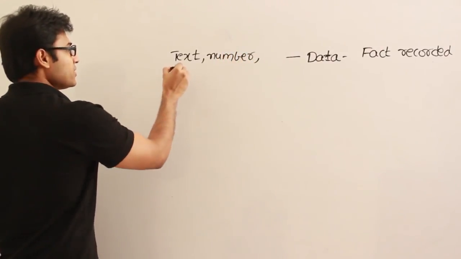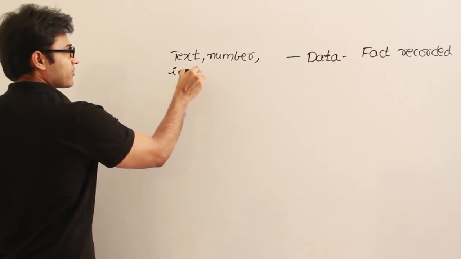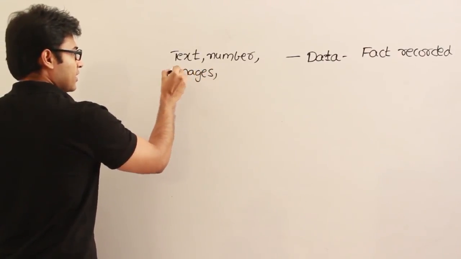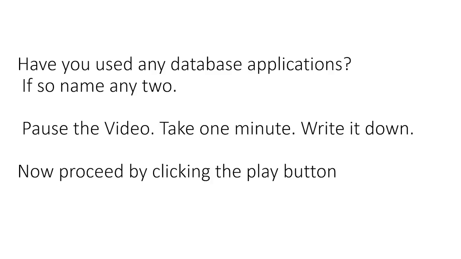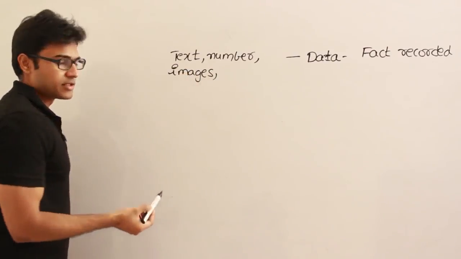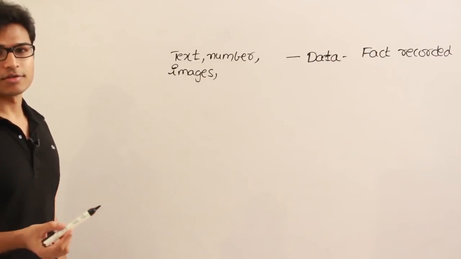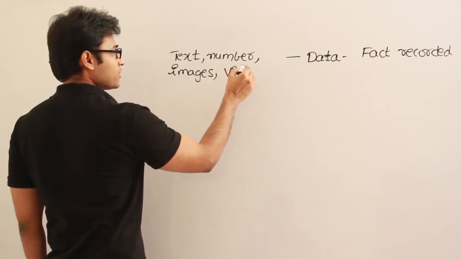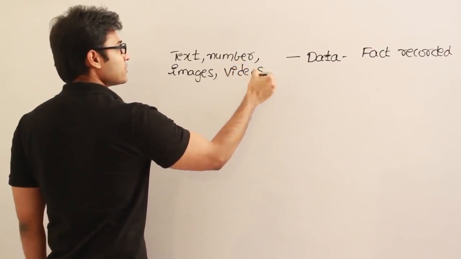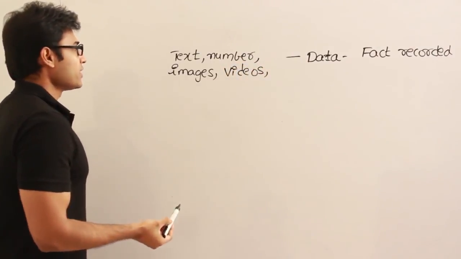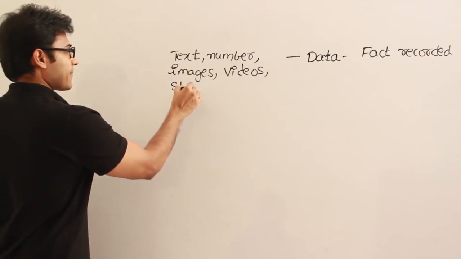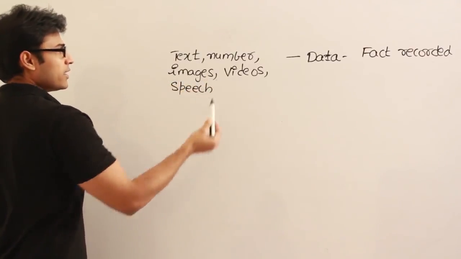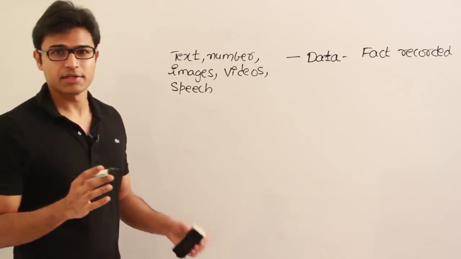Or it can be even some images. Images means the pictures that we take, right? That could also be data. Or it can be videos, like right now you're watching. Or there are various types, like speech. So these are all data. If they can be recorded, then it is data.